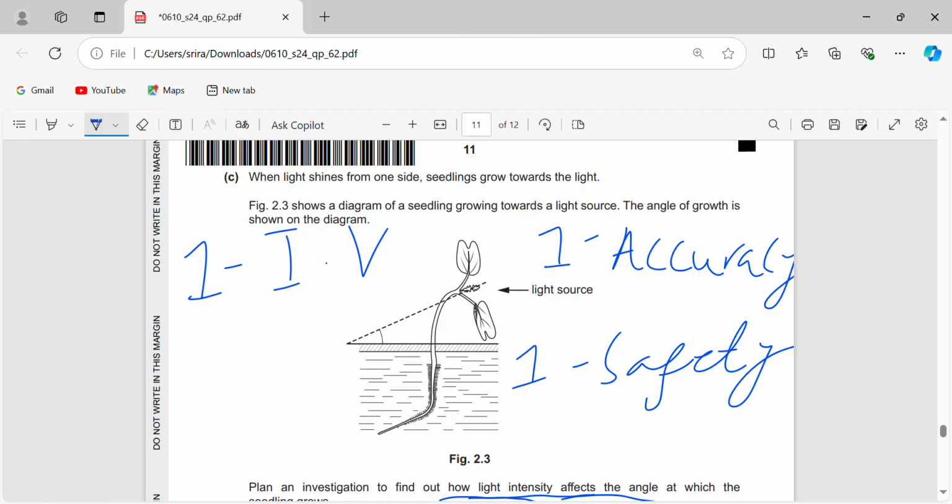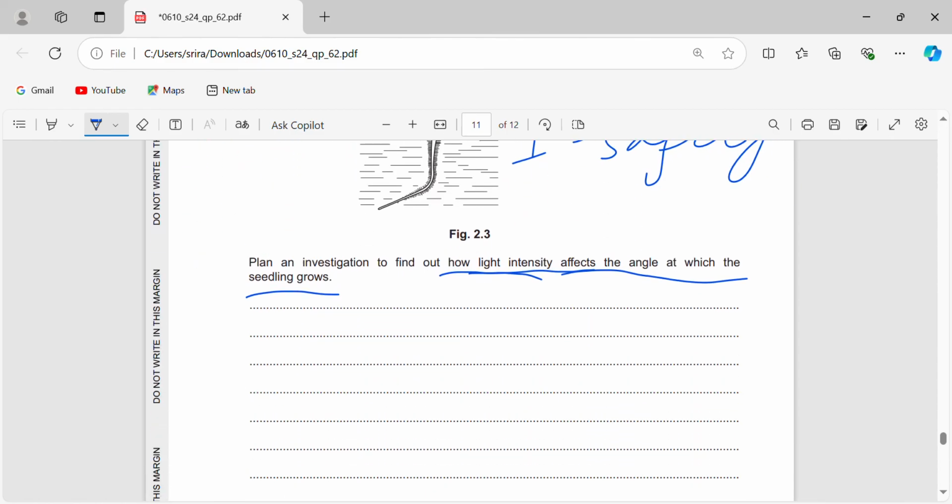So 2 plus 2 plus 3, that's 7. But it doesn't matter. We need to score all 6. So let's be safe and just write everything. So first, the independent variable. I'm just going to write it in abbreviations. Guys, please, please, please, I'm begging you, do not write abbreviations when you're in your board exam or whatever ATP paper you're doing. So the independent variable, use minimum 2 different light intensities.